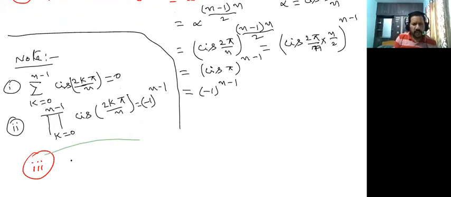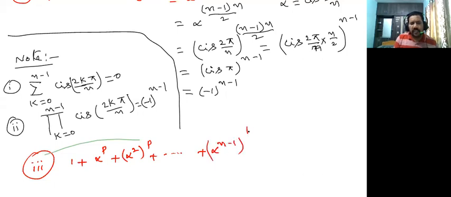So this is 1 plus alpha to the power p, plus alpha square whole power p, and so on, up to alpha power n minus 1 whole power p. Now each and every root is a rising power. So here also you can write 1 power. So what is the answer of this?